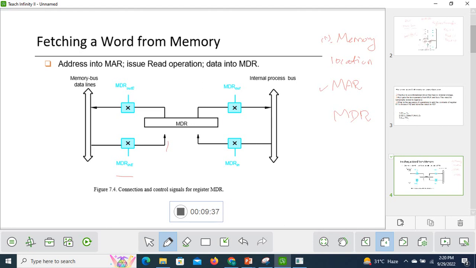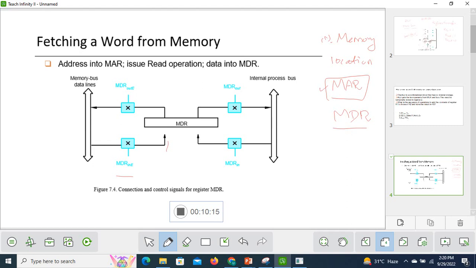I will revise once again: how are we fetching a word from memory? We need a memory location. Where will I get the memory location? The processor needs to transfer the address to memory using MAR, the memory address register. After getting the memory address, if you want to read a particular data item, you will use the MDR, the memory data register. This is parallel; you can see in this diagram how it is being transferred.